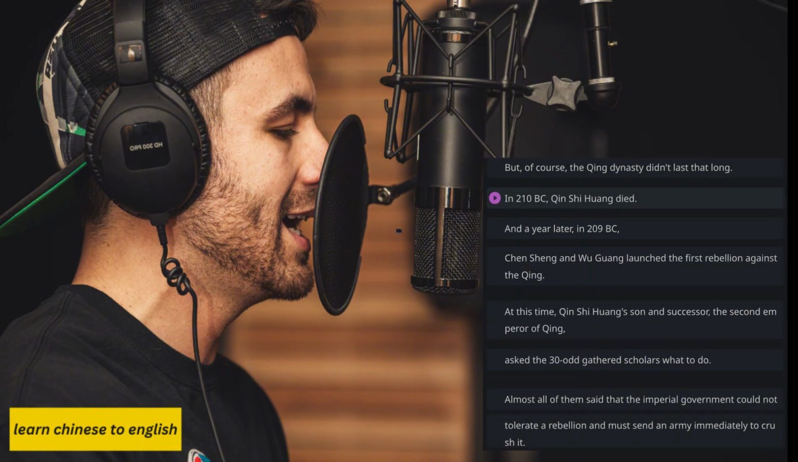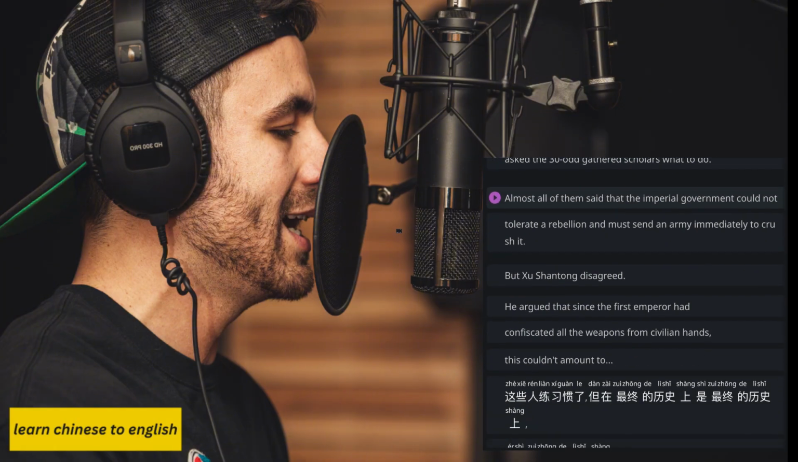In 210 BC, Qin Shi Huang died. And a year later, in 209 BC, Chen Sheng and Wu Guang launched the first rebellion against the Qin. At this time, Qin Shi Huang's son and successor, the second emperor of Qin, asked the 30-odd gathered scholars what to do about the rebellion. Almost all of them said that the imperial government could not tolerate a rebellion and must send an army immediately to crush it. But Shusun Tong disagreed.